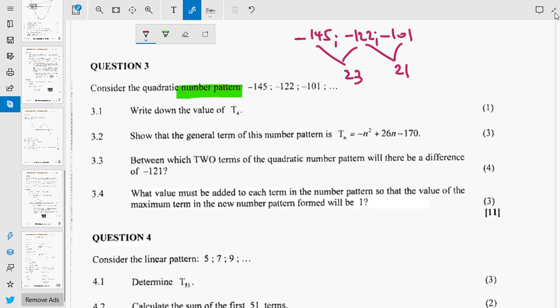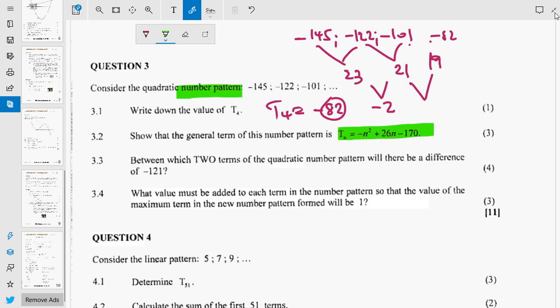And the second difference here will be minus 2. So if you subtract 2 from 21, you'll get 19, then add it to minus 101, you'll get minus 82. So your term 4 is minus 82. Okay, very straightforward. Now they say show that the general term of this pattern is given by this expression.